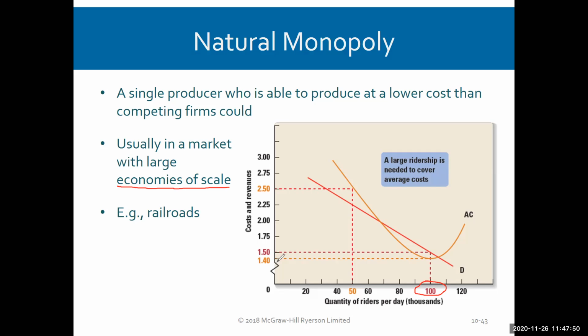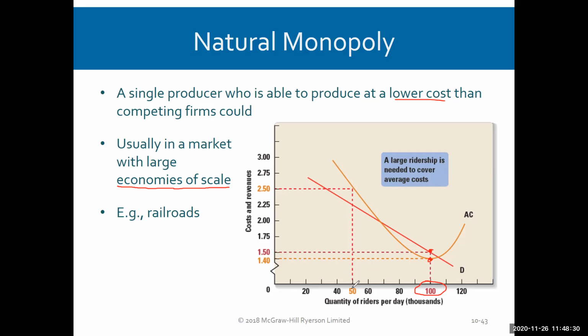A natural monopolist is defined as a single producer able to produce at a lower cost than competing firms could. Again, that usually arises because of economies of scale. Over the long run, the monopolist has been able to get bigger and bigger, driving down costs as they gain a larger market share out of necessity. At 100, say the price the market would bear is 150, say this is ridership on a train, 150 per use, and the average cost is 140, so they can make a little bit of profit providing they have a huge market share and very low average costs.